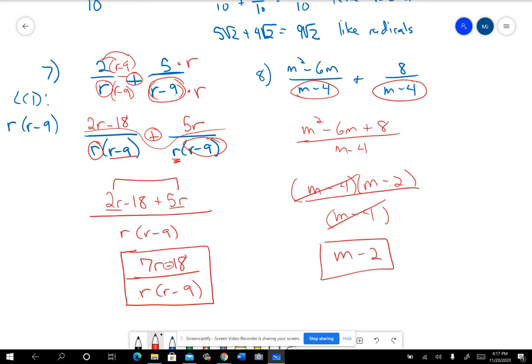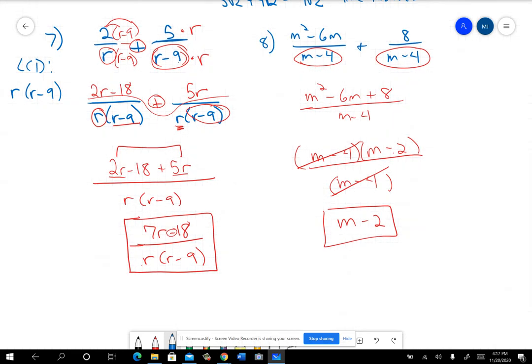That one didn't have the hard part of trying to get both fractions written using a common denominator. It already had it. Let me skip number 9 for just a minute. Let's look at number 10.